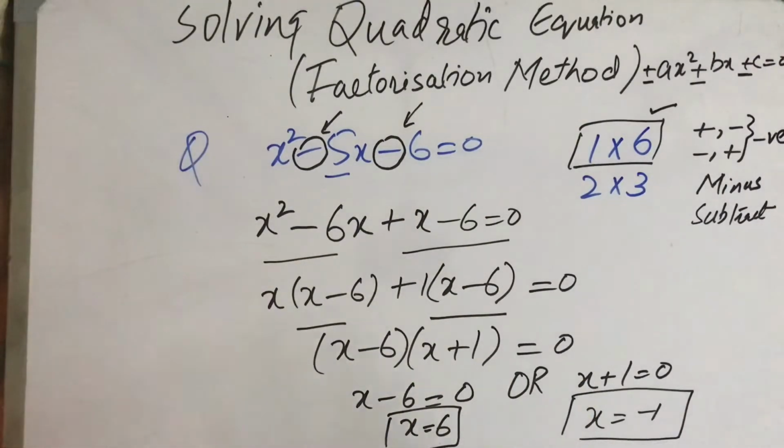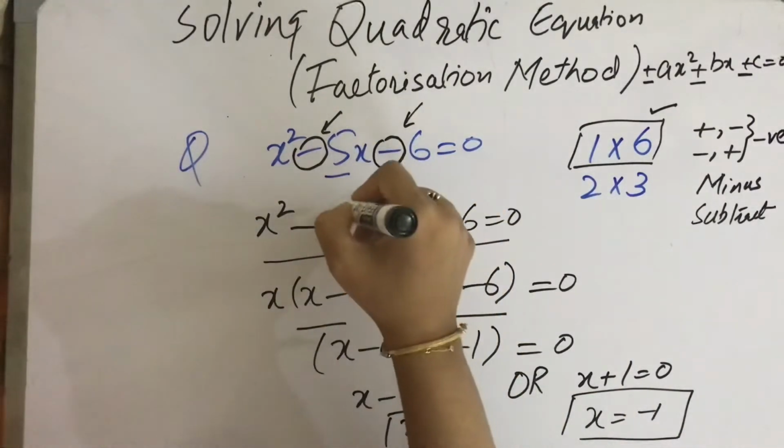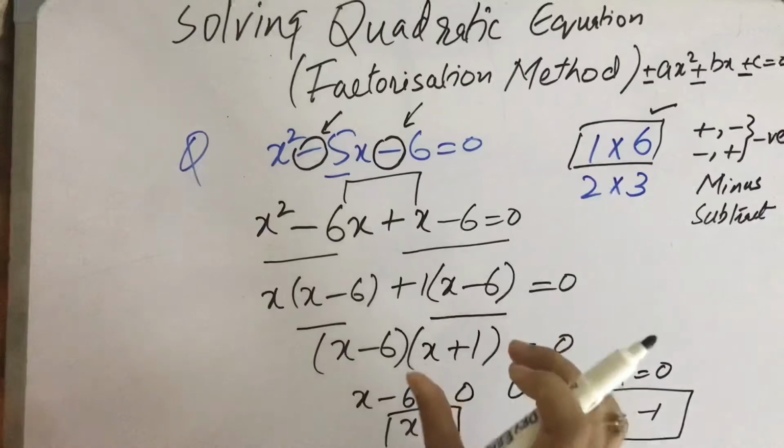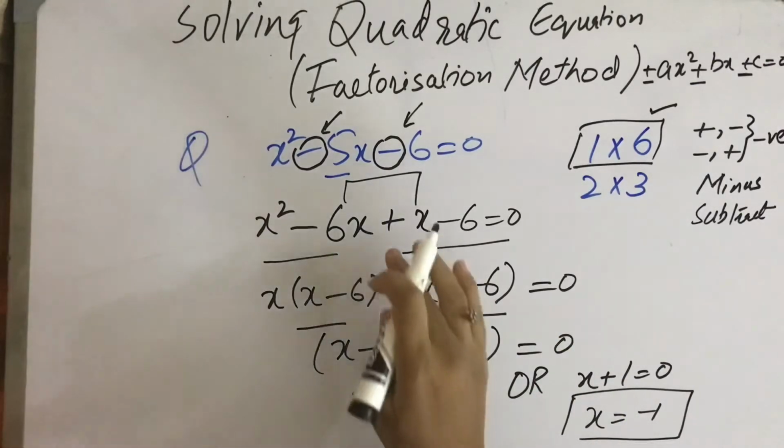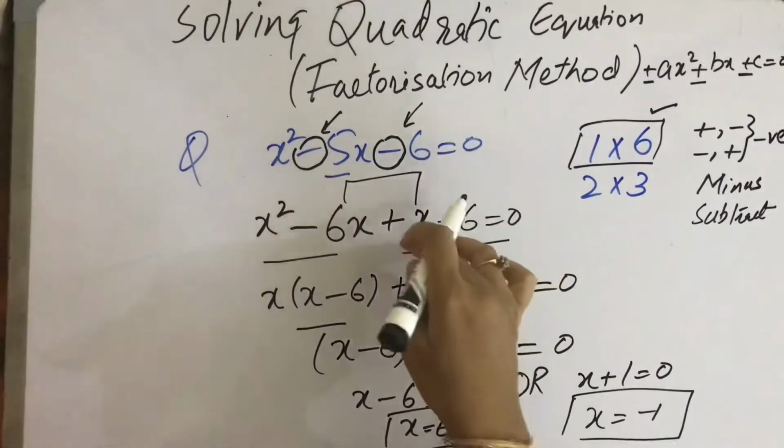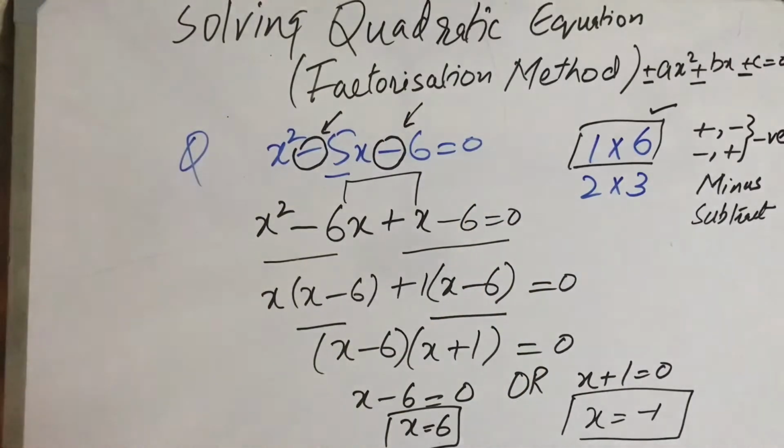So these are the factors of this equation and you have done midterm breaking. You have divided, or you have made the midterm into two parts in such a way that when you will multiply you will get this, and when you will add or subtract you will have this.